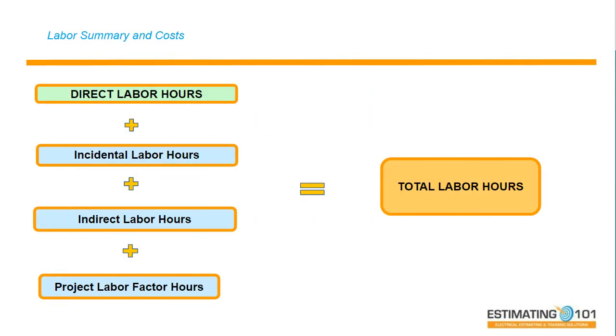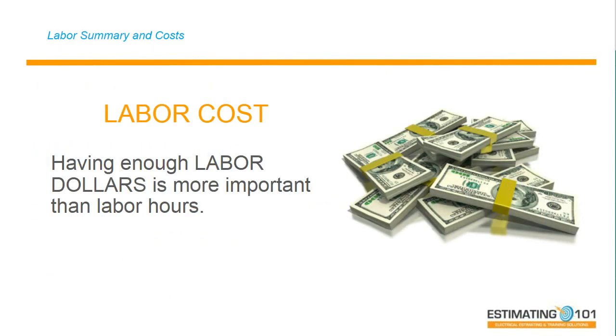And then I'm going to add incidental. I'm going to add indirect. And I'm going to add project labor factors. And that would give me the total hours for the project. So having enough labor dollars is more important than having enough labor hours. But hopefully we have enough labor hours.